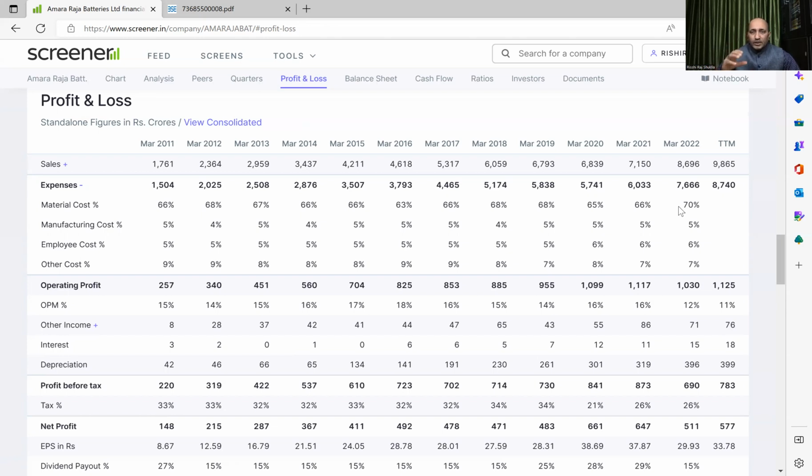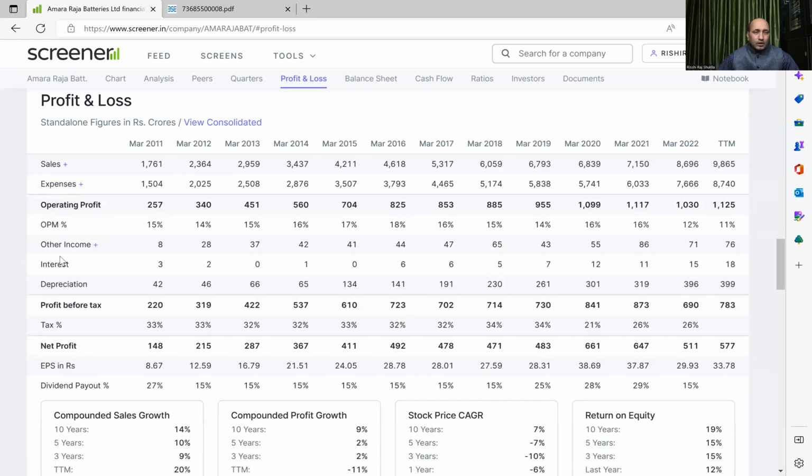So here this significant increase is what is reflecting in operating margin, OPM. You can see 16, 16, 14, 4%. Here a 4% increase in cost reflects in the margin, a decrease of 4% in profit.